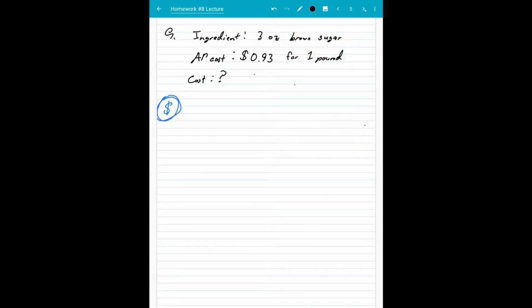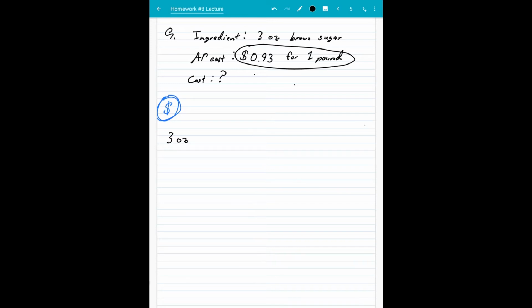So all of the problems that I've given y'all, I always told you to start with what you're given. We're given the 3 ounces of brown sugar. Start with the 3 ounces. So we're going to say 3 ounces. Remember, this is a weight measurement. It doesn't say fluid ounces. So 3 ounces of brown sugar. We need to get to money somehow. Well, the cost right here is 93 cents per 1 pound.